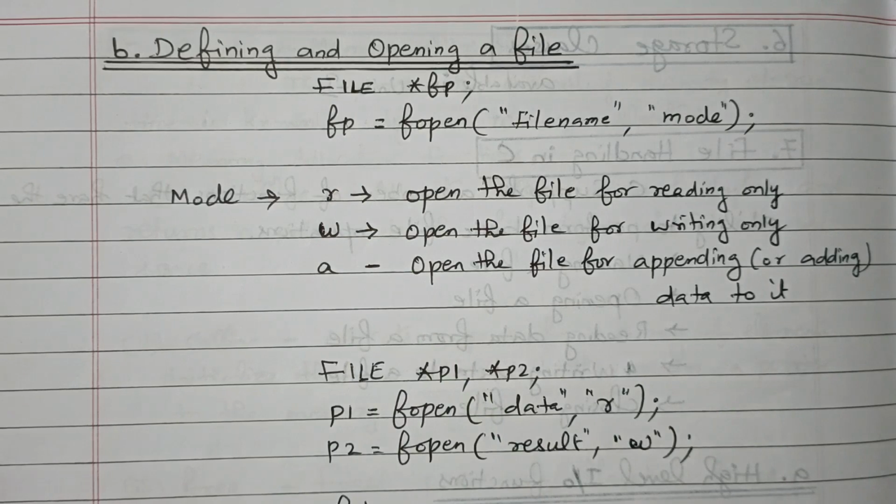So here the example is available. FILE *p1, *p2. Two file pointers are created, p1 and p2. p1 equal to fopen, data. File name is data, r. p2 equal to fopen, result, w. That means it is used for writing the data. Reading the data and writing the data, right? So according to the requirement we have to specify the mode of operation.